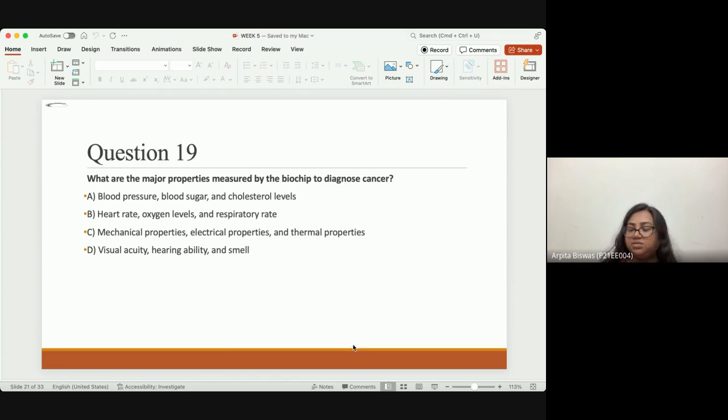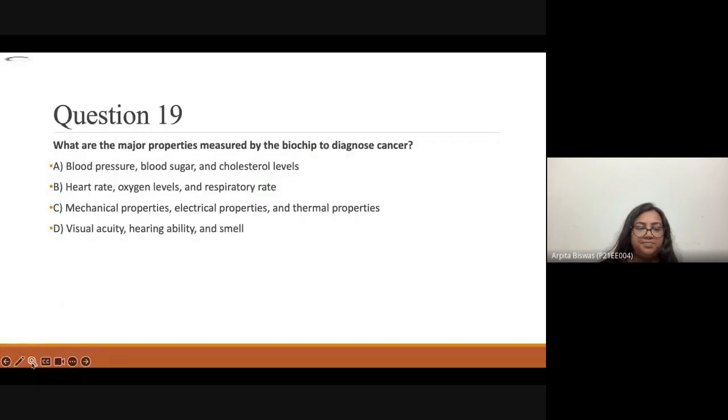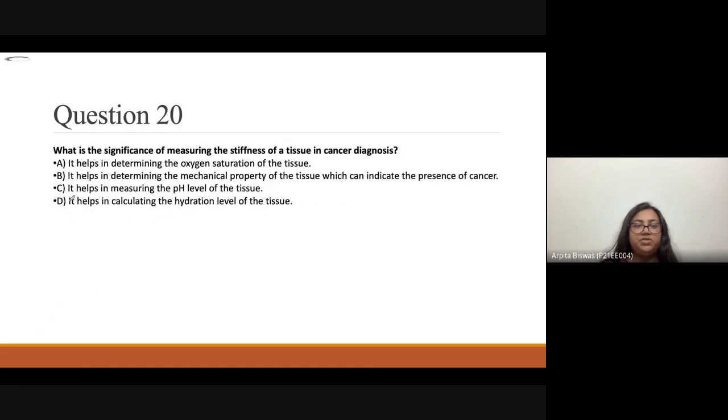So, what is the right answer? The right answer is option C. Mechanical properties, electrical properties, and thermal properties. Okay. So next move toward the question number 20.